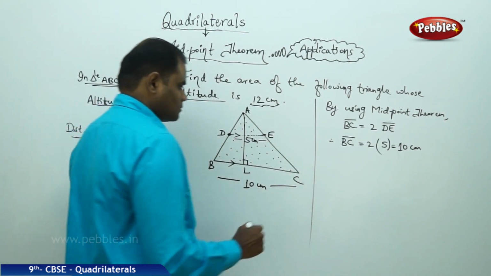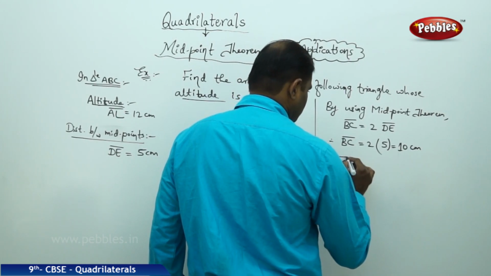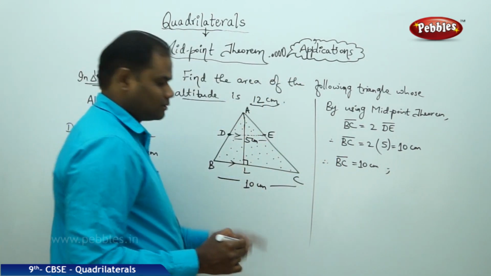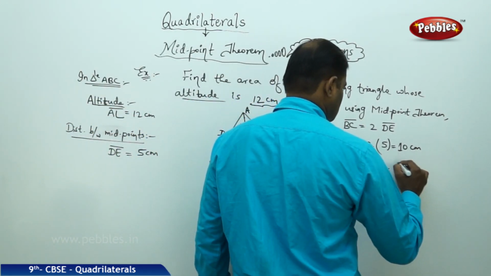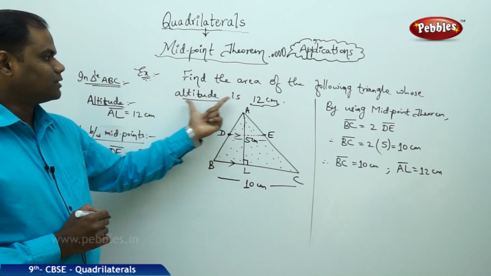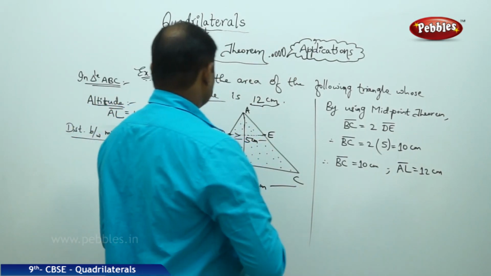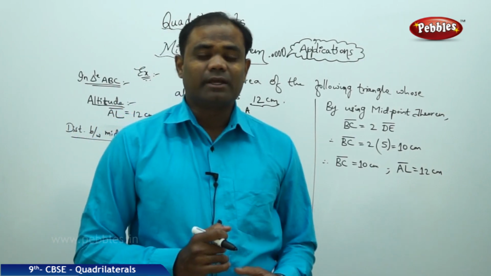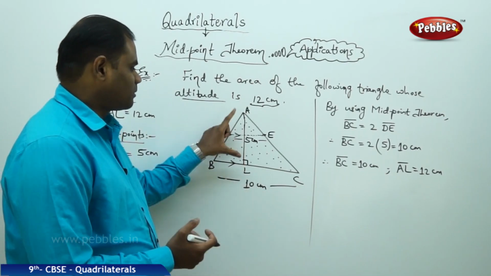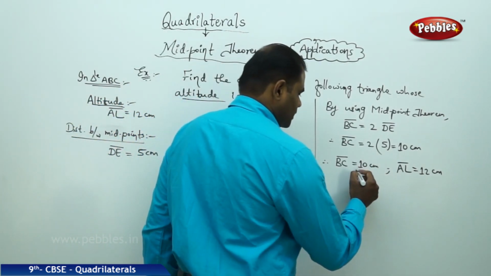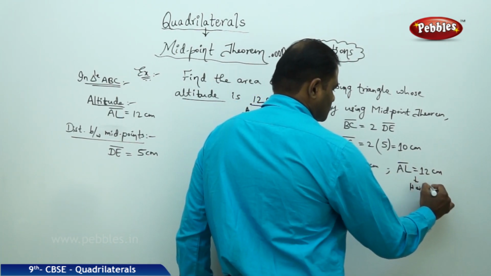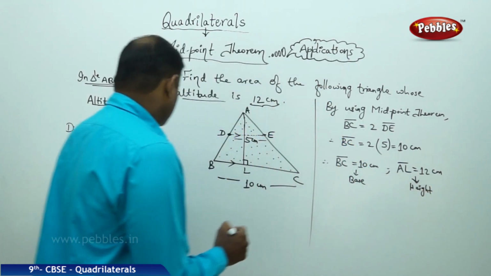Therefore, the length of BC is 10 centimeters and the length of AL is 12 centimeters, as given in the question. The altitude is 12 centimeters. In order to find the area of the triangle, we know that the area of a triangle is half into base into height. So this is the base and this is the height.